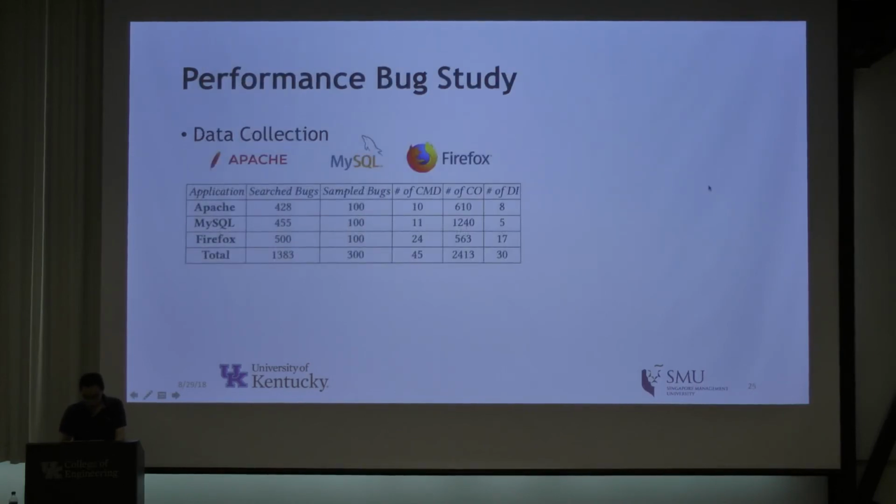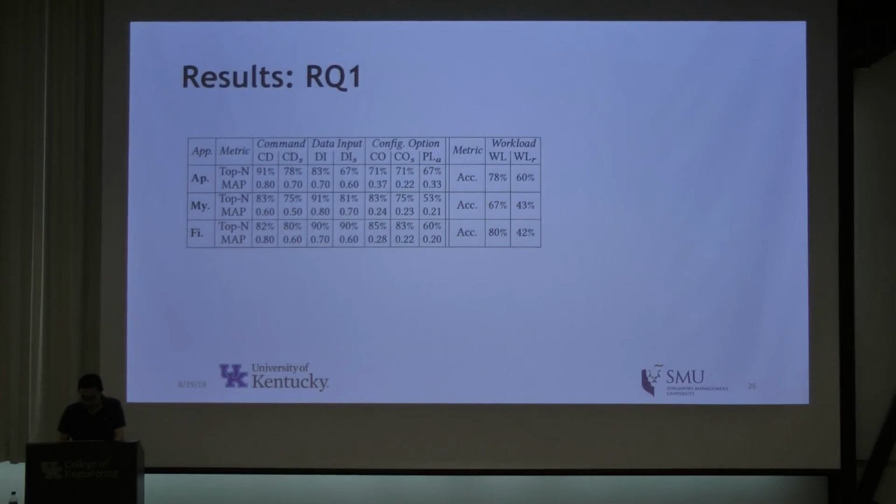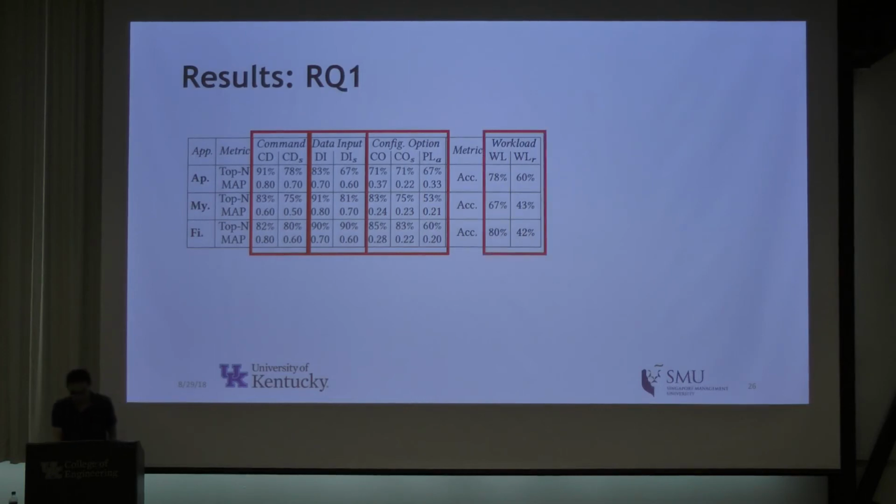So just to remind you, we have conducted the empirical study on 3 projects. This table shows the result for the first research question. Here, for command and data inputs, we compare PerfLerner with a search-based method. For the configuration options, we also use the naive information retrieval method to compare with PerfLerner. And for the accuracy of workload, we use a random method which will assign workload to test frame elements randomly.